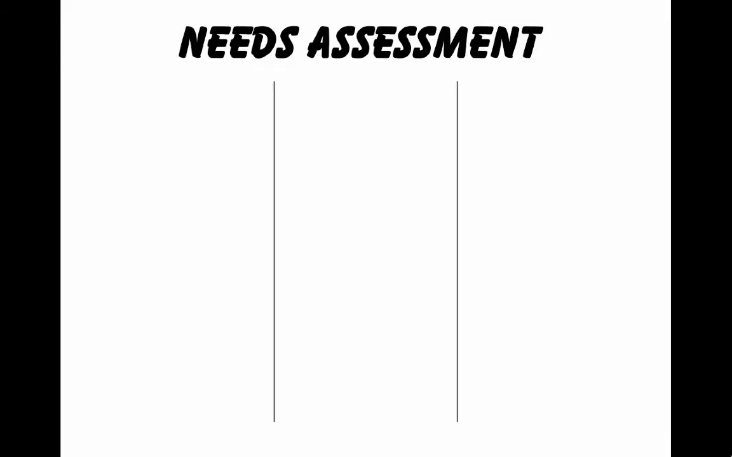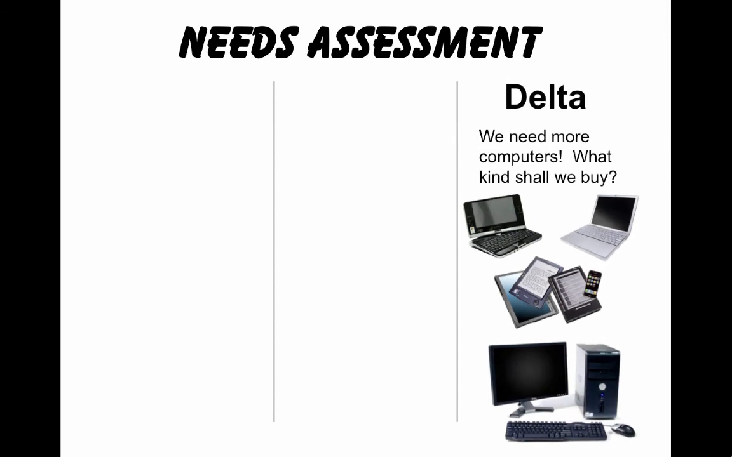Okay, so let's take a look at these stated needs. This is not alpha. I consider it maybe delta. We need more computers. What kind shall we buy? It's a question we hear a lot these days. But is it really getting at the problem? Is it a good solution when we haven't even discovered what the problem is?